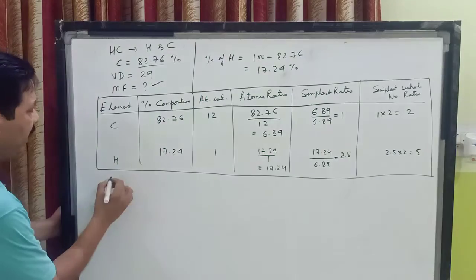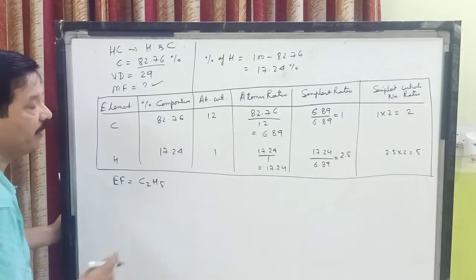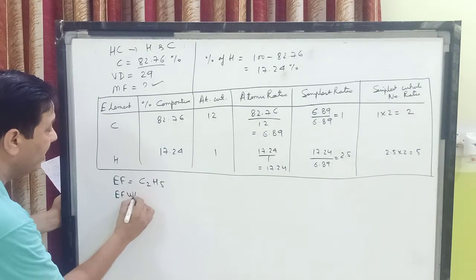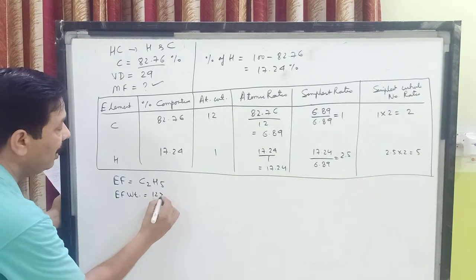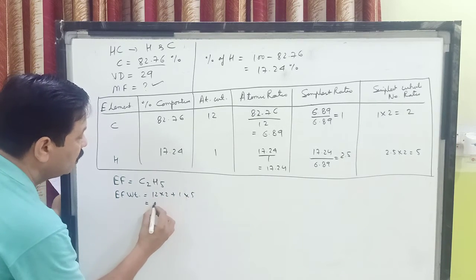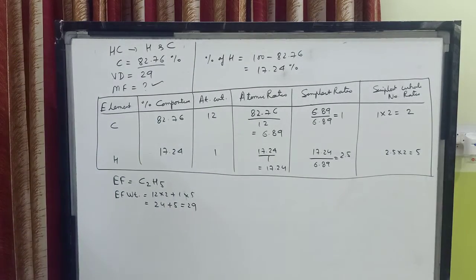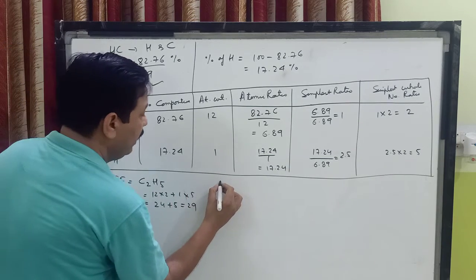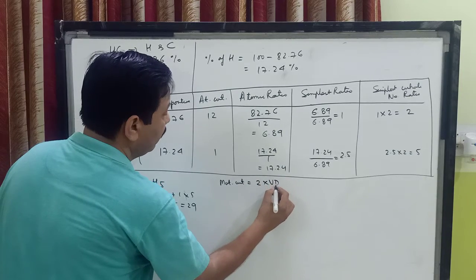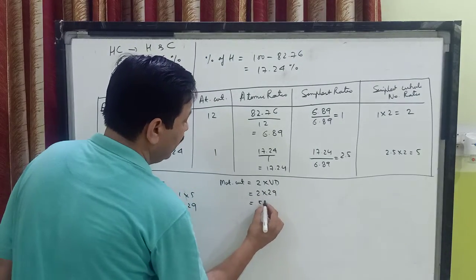Now children, we get the empirical formula, and the empirical formula of the compound is C2NH5. This is the empirical formula. And next children, we calculate the empirical formula weight. So empirical formula weight will be 12 into 2 plus 1 into 5. That makes 24 plus 5, which is 29. And children, now we know the vapor density, so we can also calculate the molecular weight of the compound, that is twice the vapor density. Twice into 29 makes 58.